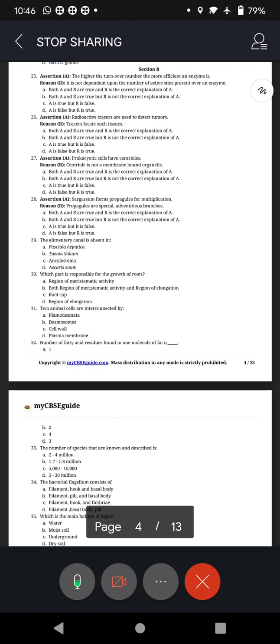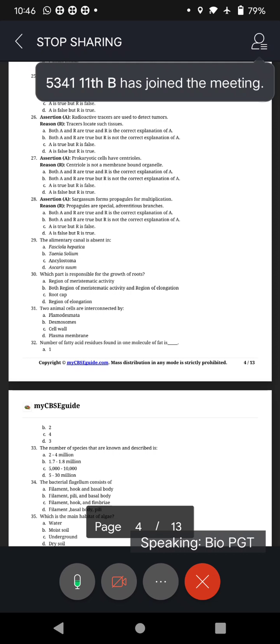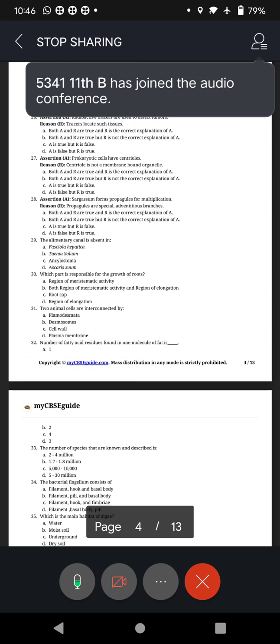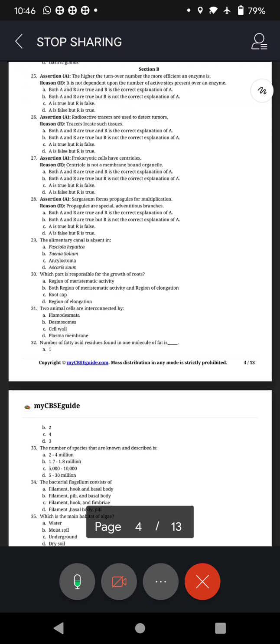Question 27, assertion: Prokaryotic cells have centrioles. Centrioles, we were talking about the functions of centrioles in the cell, the unit of life, cell organelles, remember? Prokaryotic means primitive, no nucleus. Organisms that do not have a well-defined nucleus are called prokaryotes. Next, reason: centriole is not a membrane-bound organelle.